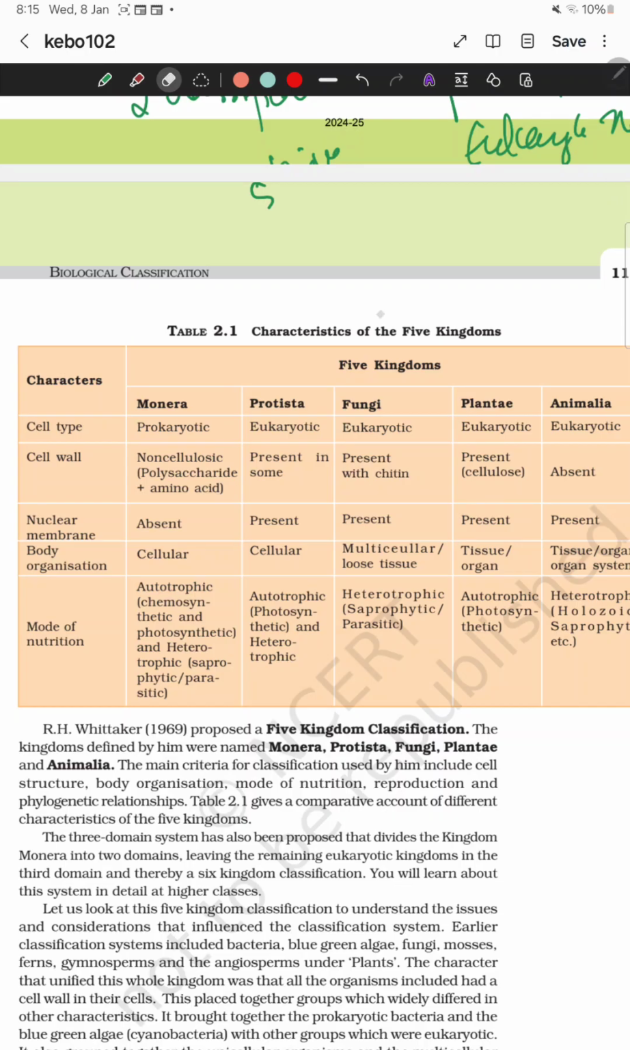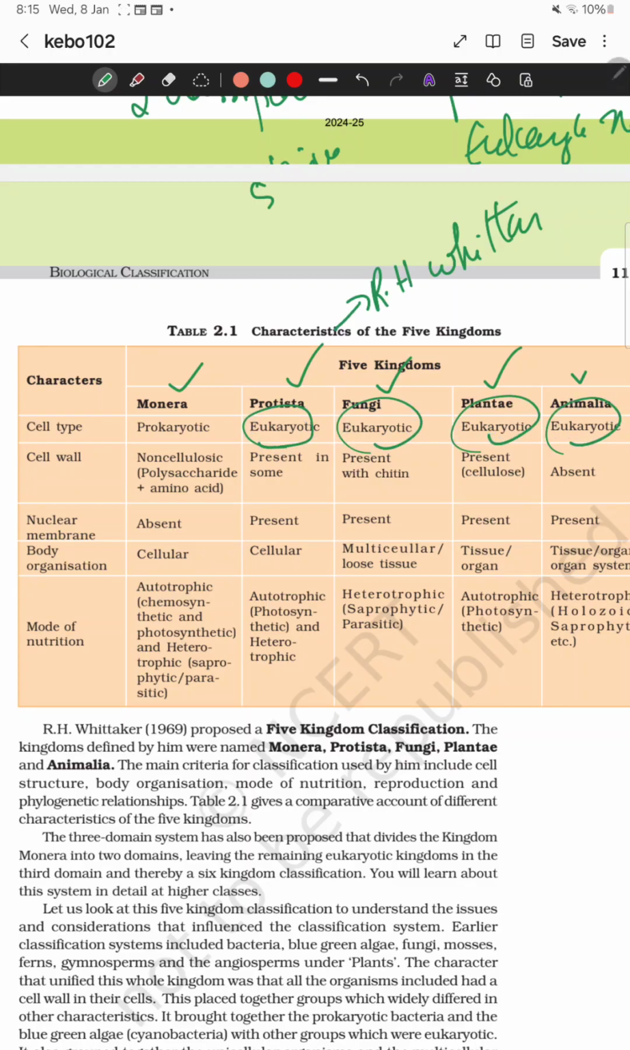Here the table is given by R.H. Whittaker, which includes the five kingdom classification, nothing but Monera, Protista, Fungi, Plantae, and Animalia. I already said that Monera comes under the prokaryotic cell, and all the remaining are eukaryotic cells. There is some difference between prokaryotic cells and eukaryotic cells. In prokaryotic cells the nuclear membrane is not clearly visible and the nucleus is absent, whereas in eukaryotic organisms the nucleus is very well defined and DNA is present.